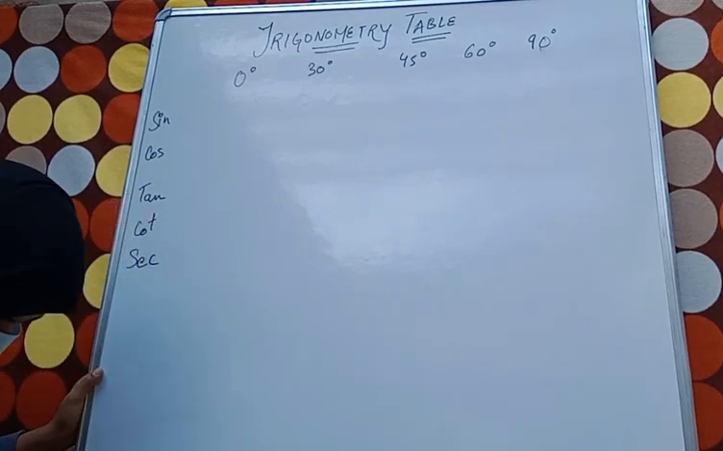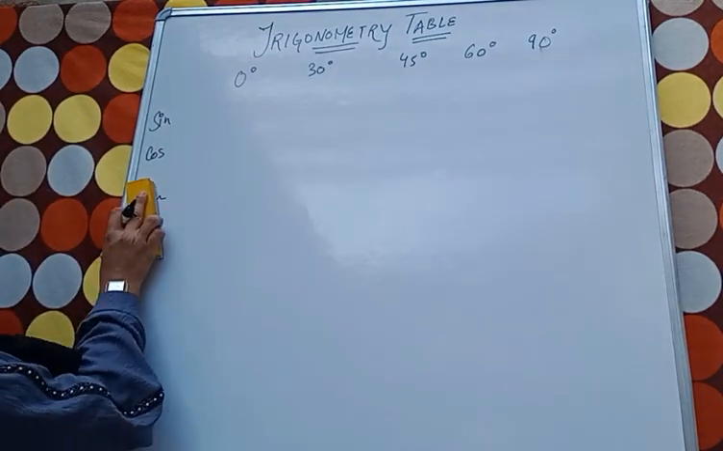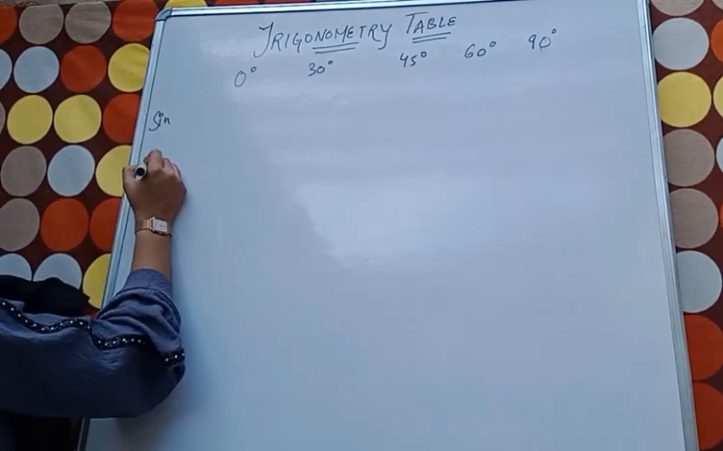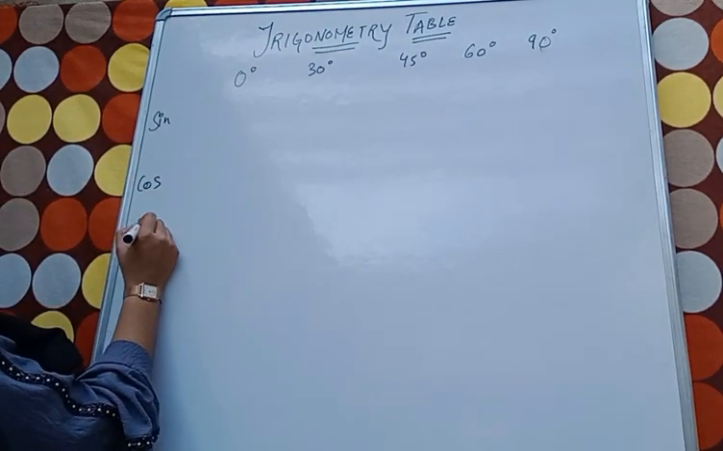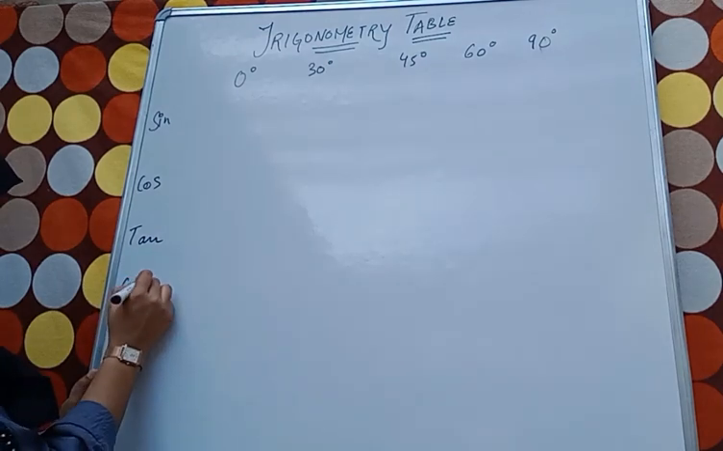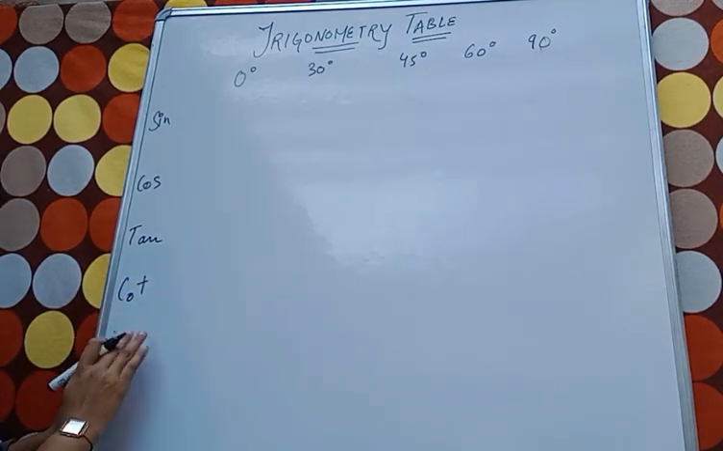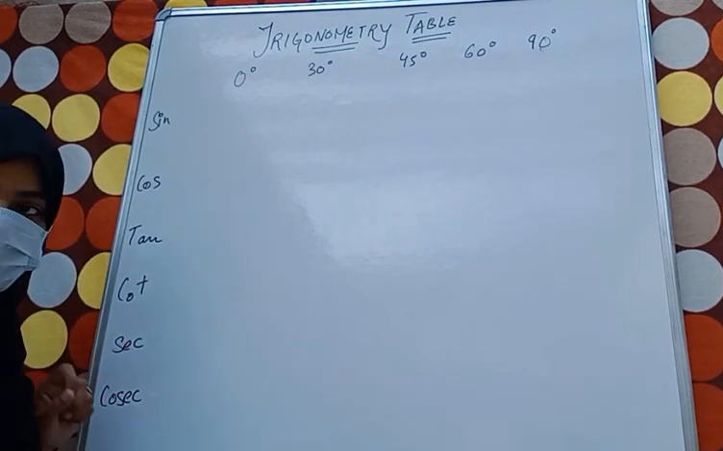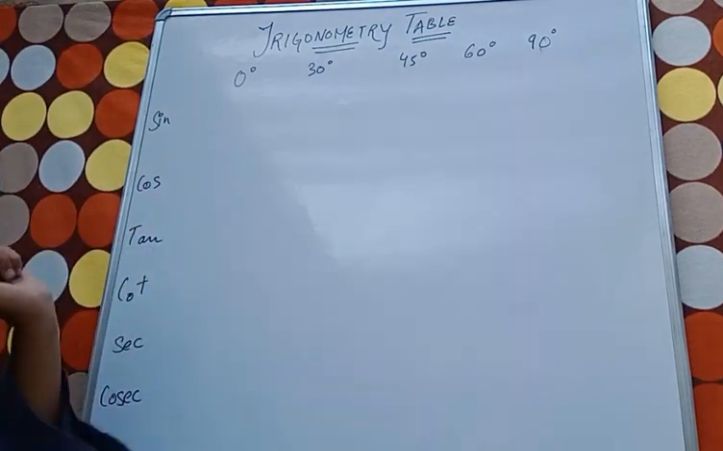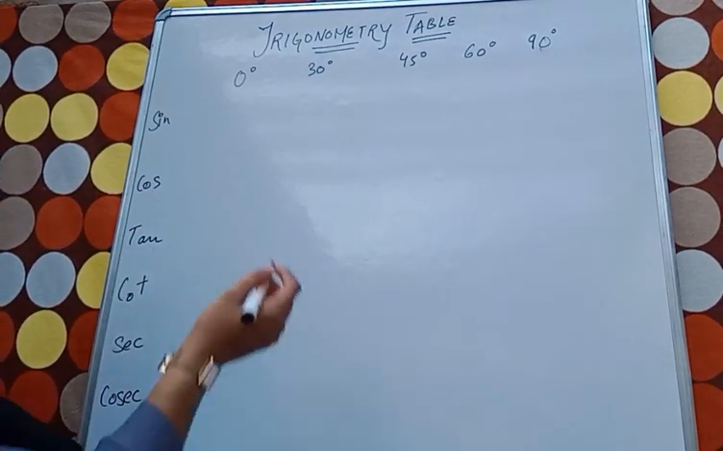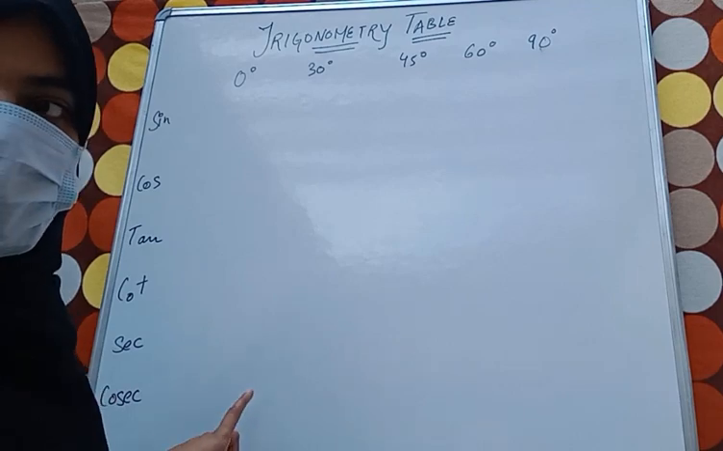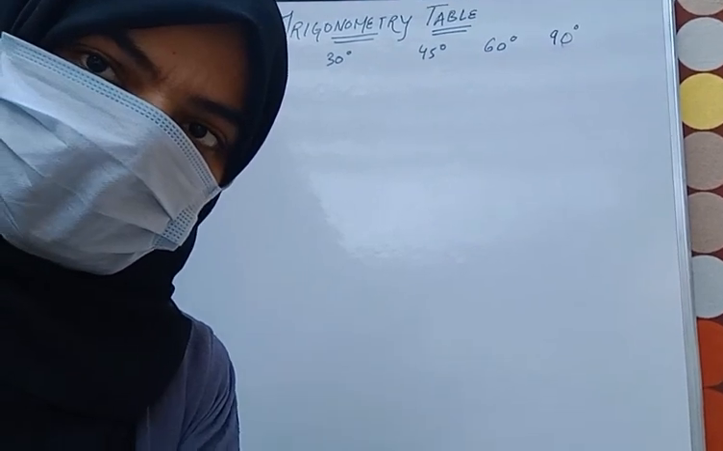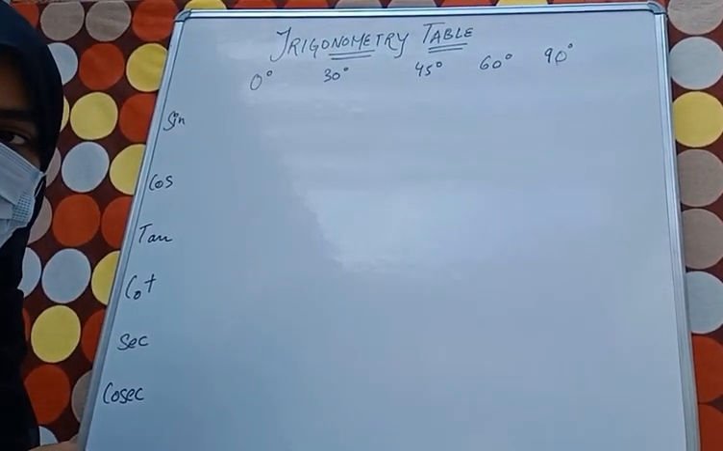I'll keep some space between them so that you can easily see how they are being created. Sine, cos, tan, cot, sec, cosec. Okay, so this is our setup. So what are we going to do? First of all, I hope the board is visible, and let me move it a little so that it's more visible to you all.